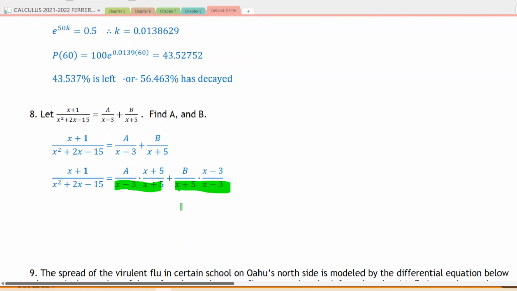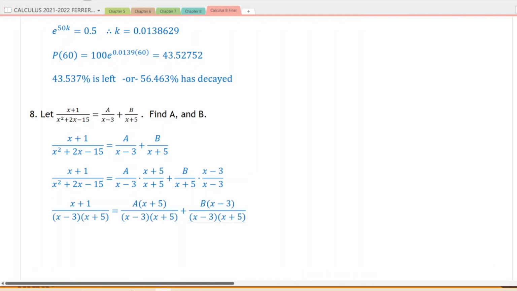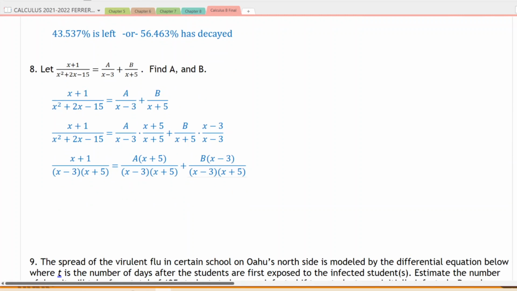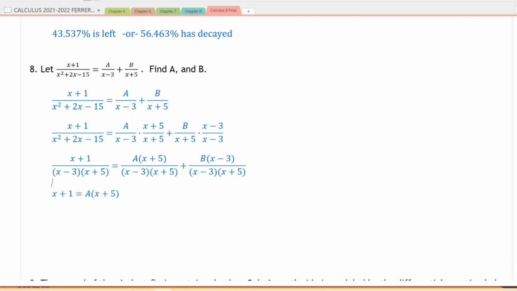So if all the denominators match, let's simplify this a bit. Okay, so we have everything in common denominators. And if everything has a common denominator, that means all the numerators have to equate as well. So in other words, x plus 1 has to equal A(x plus 5) plus B(x minus 3).